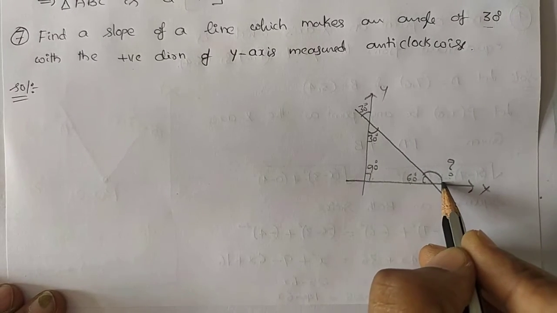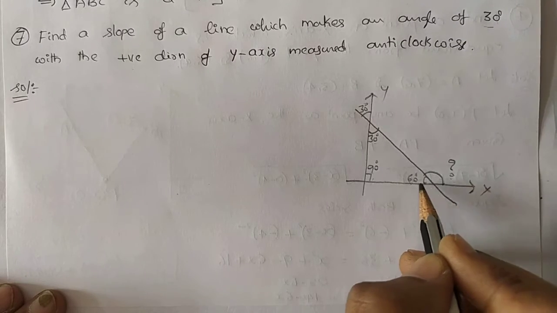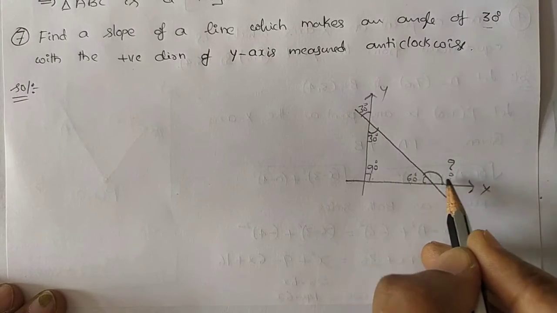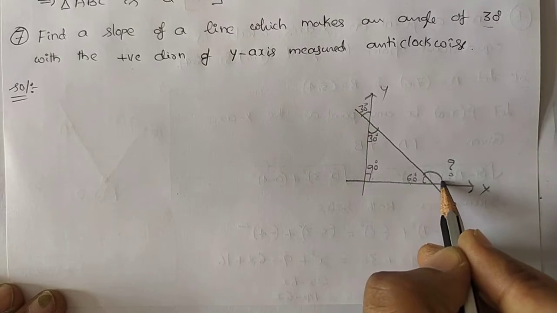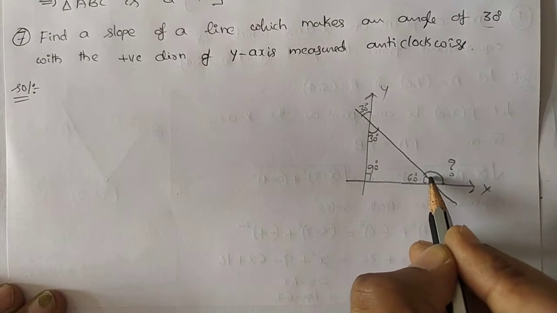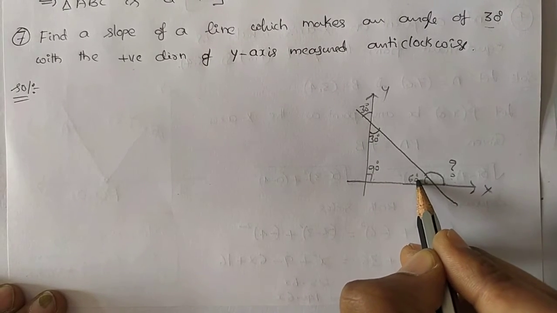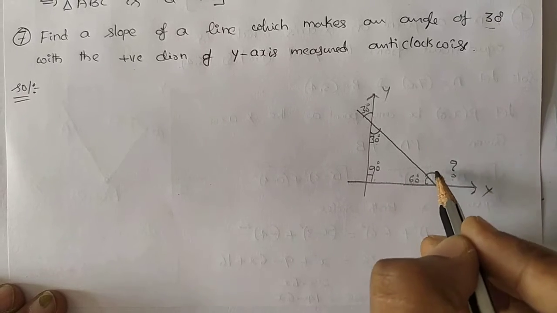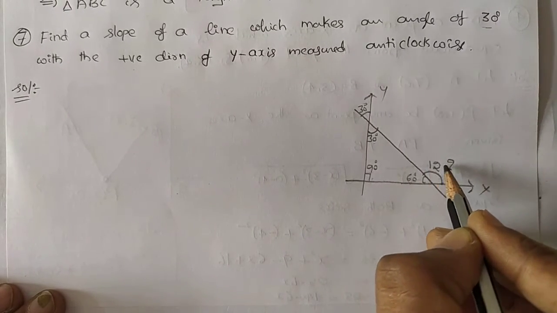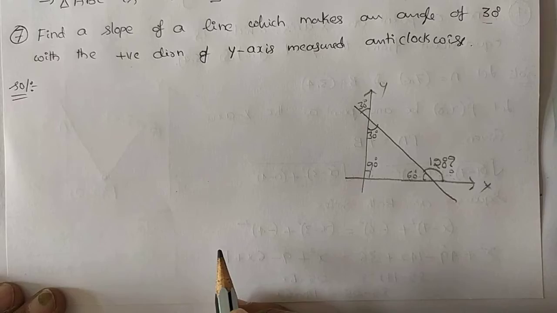Then what about this one? This will be 180 minus 60. The angle of this line will be 180 minus 60, which is 120. This angle will be 120 degrees.